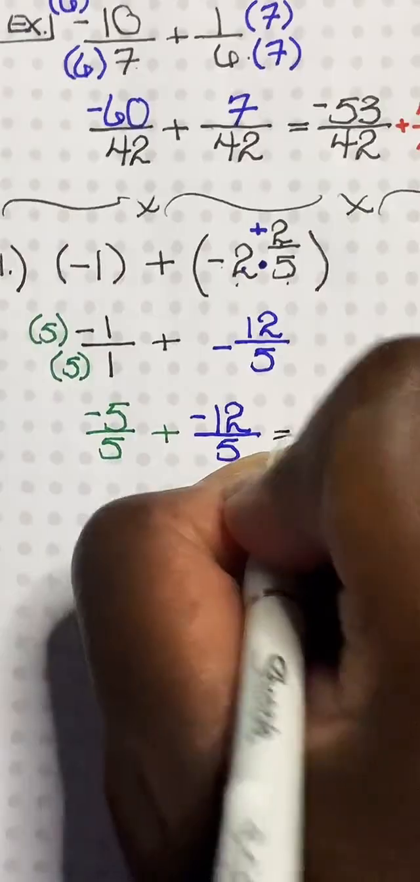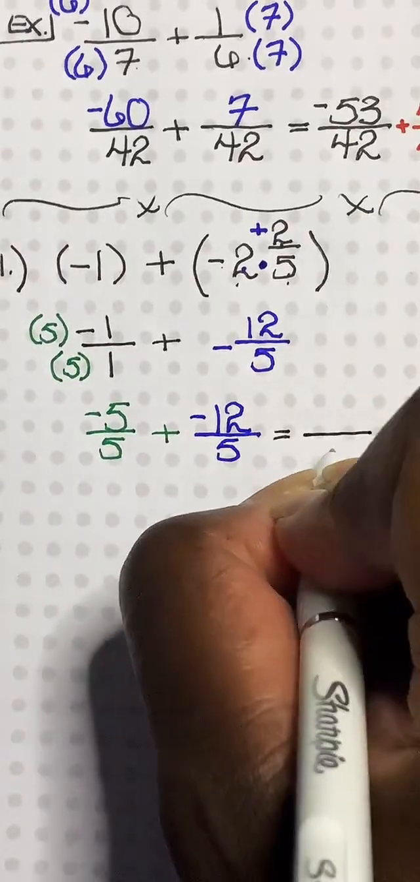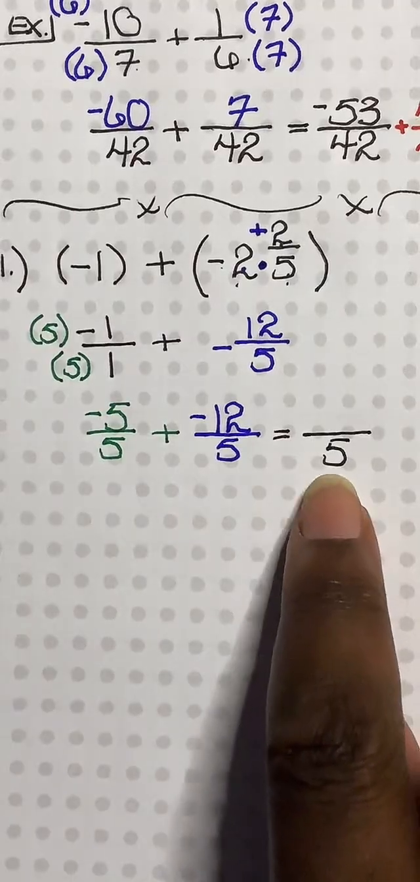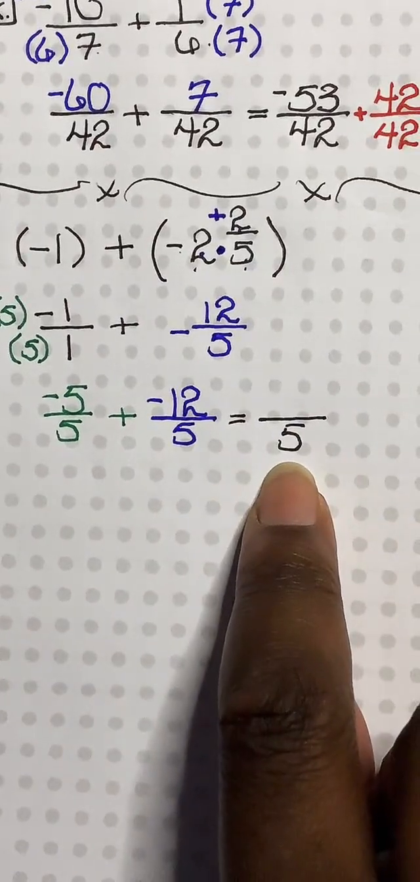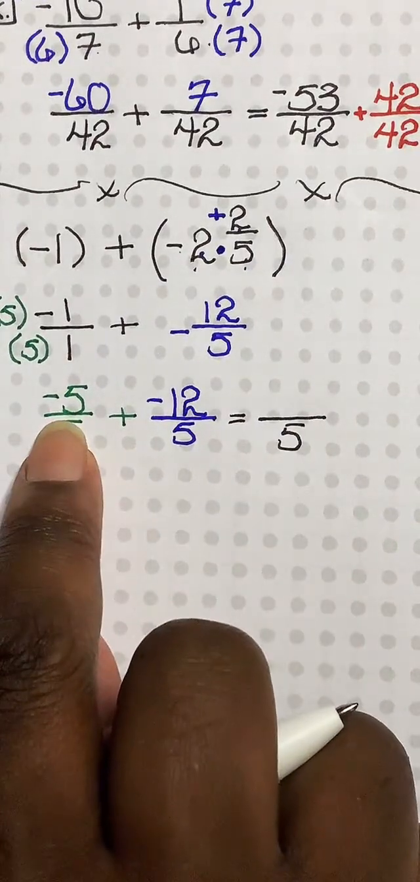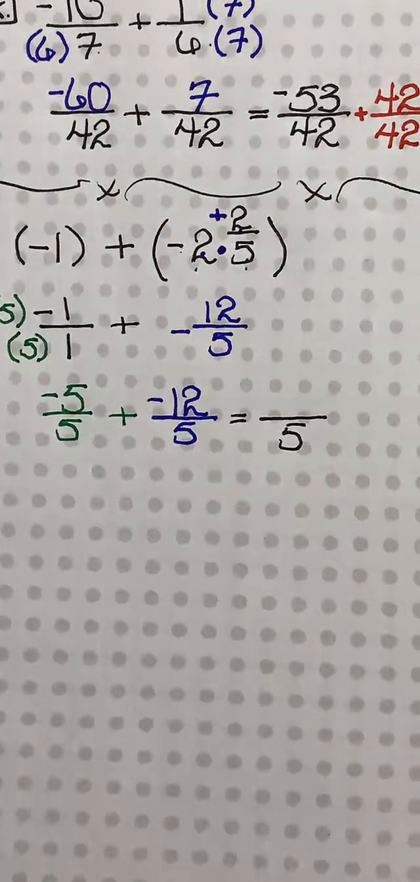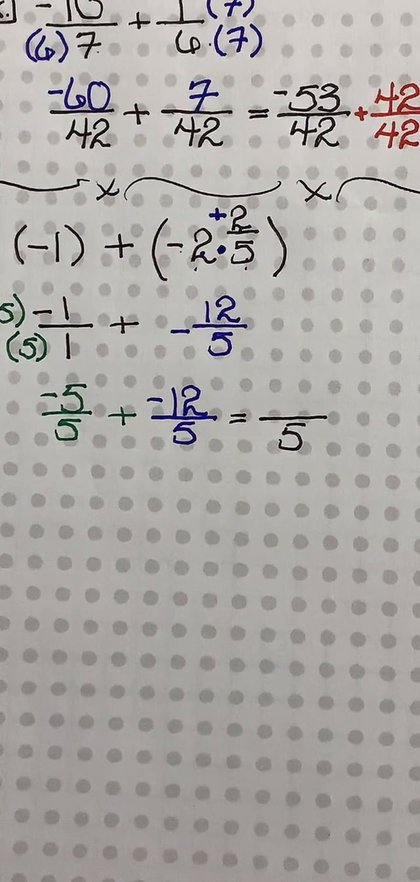So we're going to keep the 5. Do not subtract it. We're looking for a common denominator to put into our answer. So now we have negative 5 plus a negative 12. That will give me what?